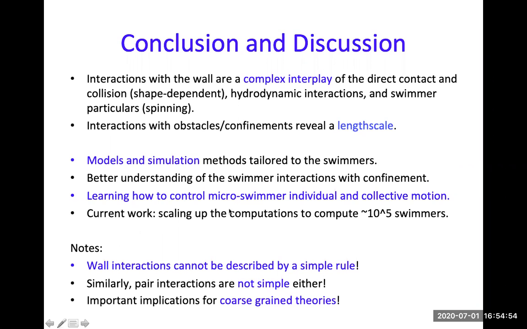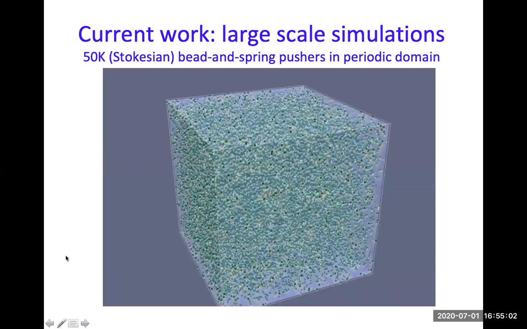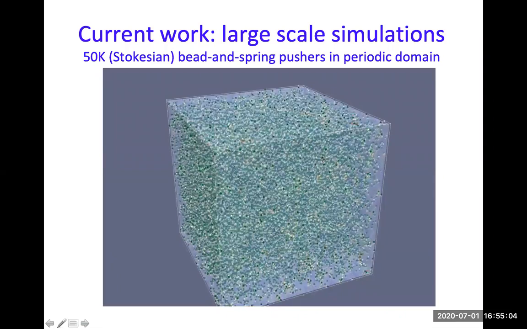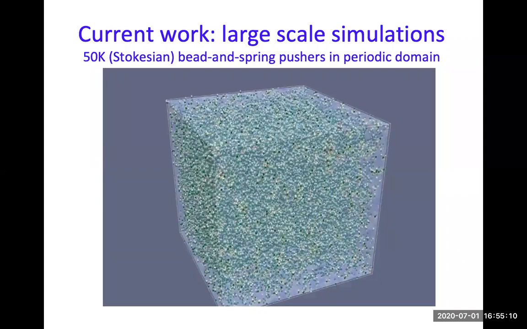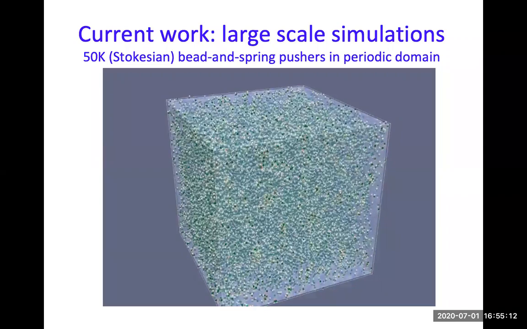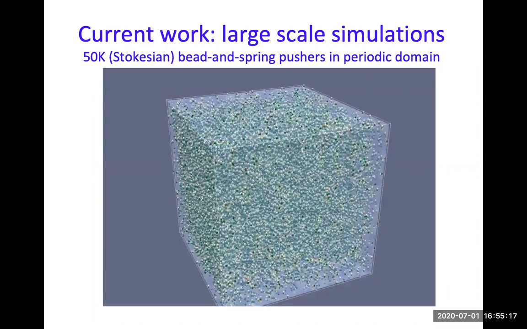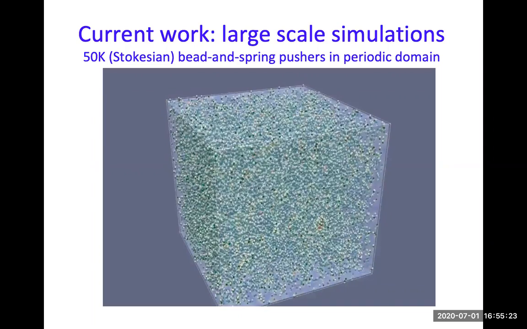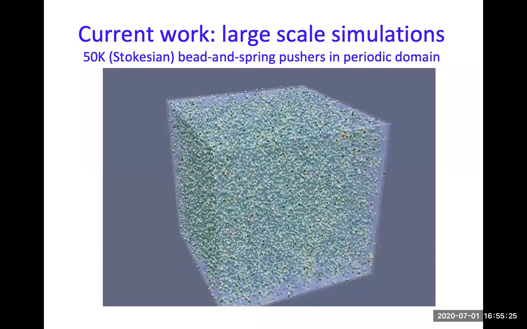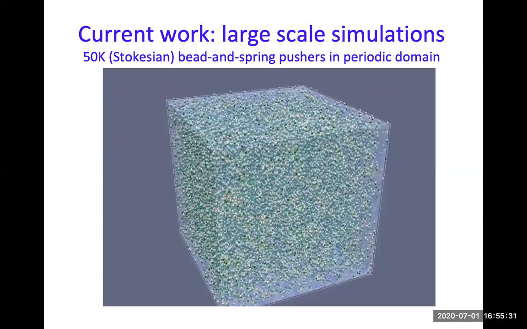So I mentioned that in current work, we're scaling this up to compute hundreds of thousands of these swimmers. This simulation here is bead-and-spring swimmers, bacteria. The aspect ratio is 2, so it's pretty low. But we have full collisions and hydrodynamics in a periodic box. So it's 50,000 of these. Just showing this as an example. Of course, it's computationally heavy. It has to run on a cluster. And the method works, so we can extend this to various types of swimmers like chlamydomonas and so on, and include particulars.